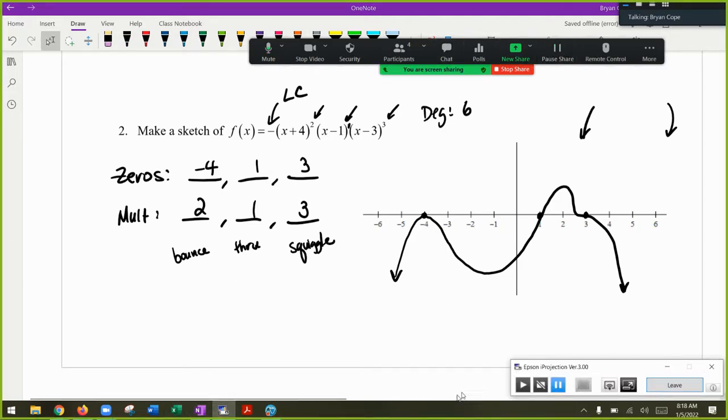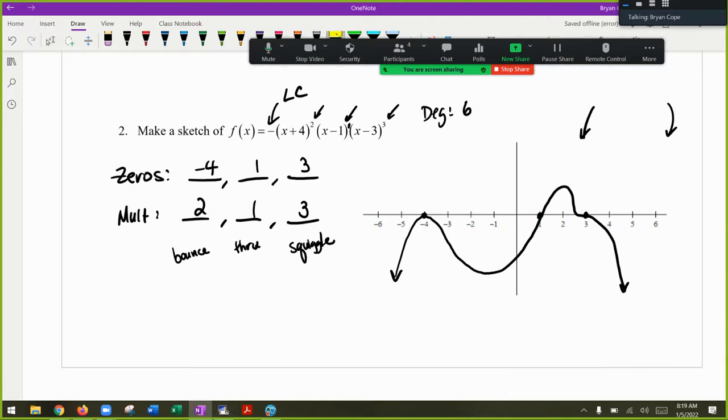Okay, so let me unfreeze. There it is. That's what it looks like. How did you do? Okay, so how did I get the sketch? Well, I know because this is an even multiplicity, right? That means it's going to bounce off the axis right there, right?